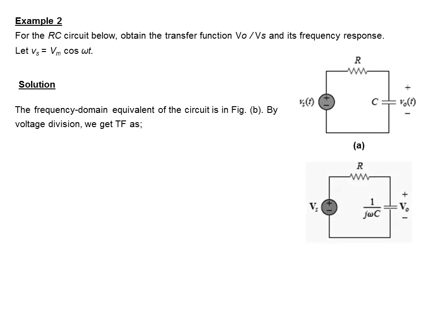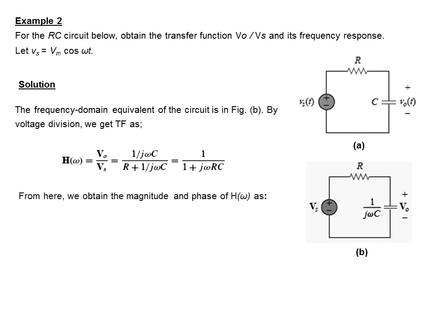The transfer function will become H omega equals V out over Vs, and that is 1 over j omega C because of the capacitance, divided by R plus 1 over j omega C. And if we simplify that, we'll get 1 over 1 plus j omega RC, using the previous method that was shown before.